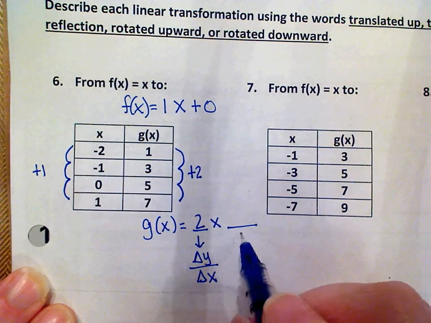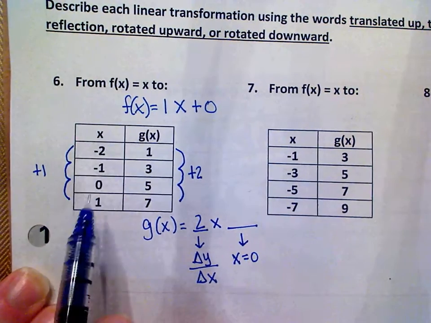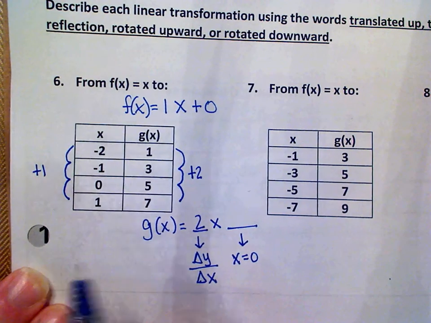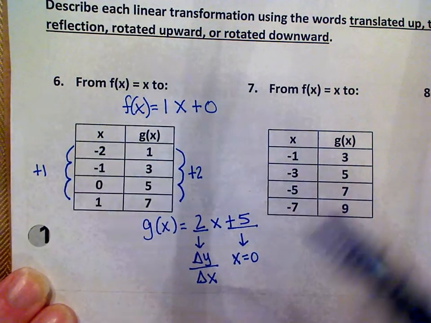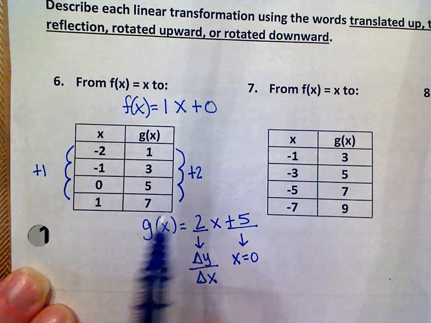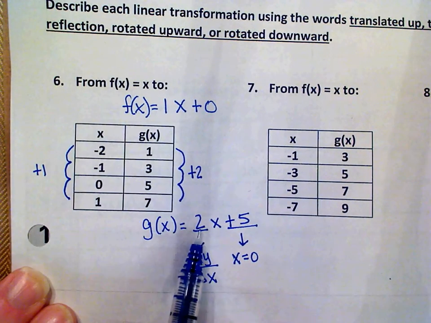The y-intercept is always when x equals 0. Well, that's part of my table here. When x is 0, y is 5. So that tells me the y-intercept is a positive 5. So now I'm going to compare this equation to the parent equation. So the very first thing I see is the slope went from 1 to 2.